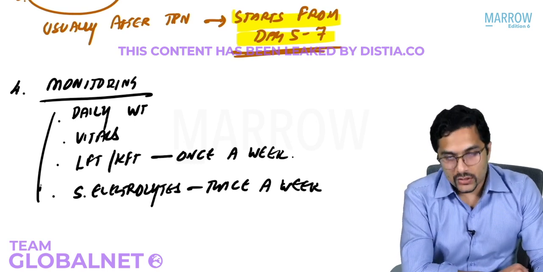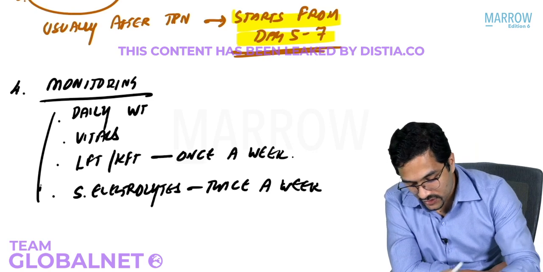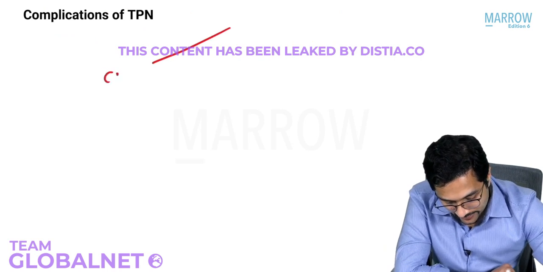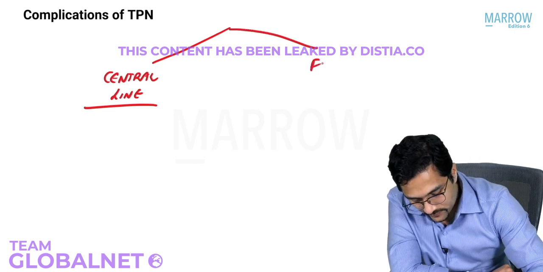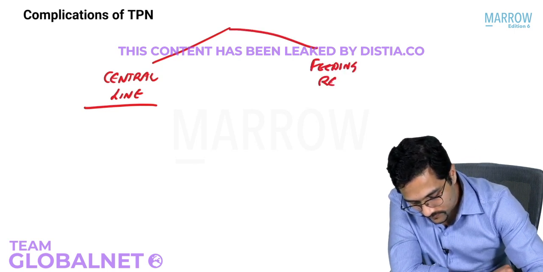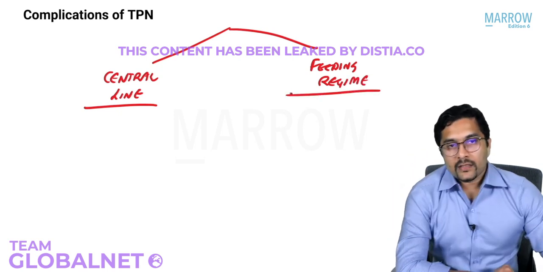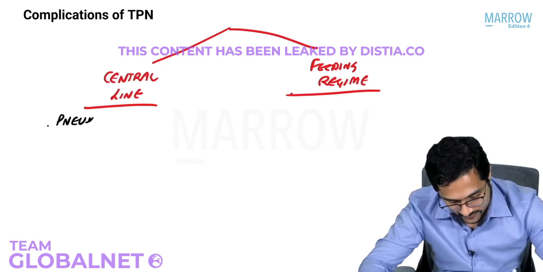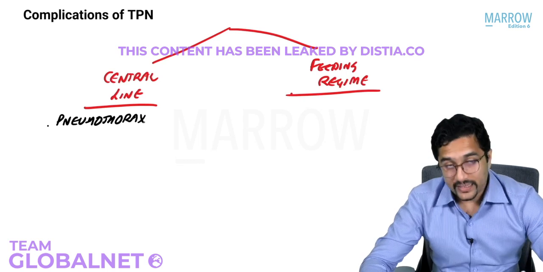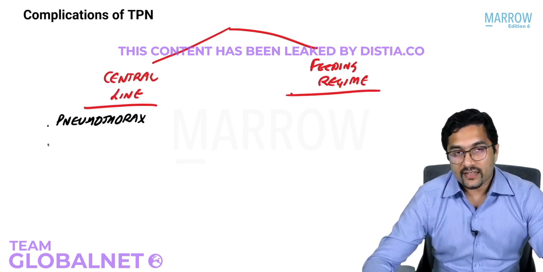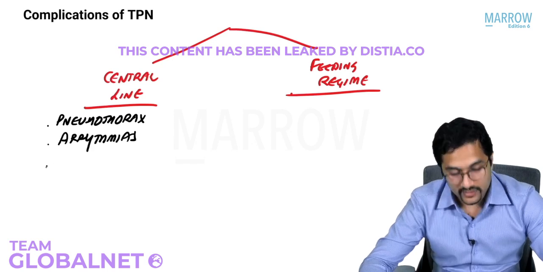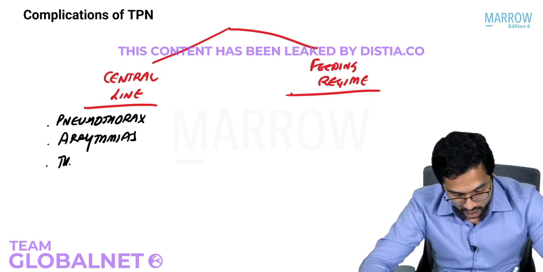Now, moving on to the complications of total parenteral nutrition. These complications are extremely important for the exam, and complications of TPN can be divided into central line related complications and feeding regime related complications. Now, the central line related complications of TPN are pneumothorax, which we've already discussed. That is why we need to get an X-ray done after central line insertion. There can be arrhythmias, again something which I told you, the tip of the central line where it is placed is very important. Thrombosis.